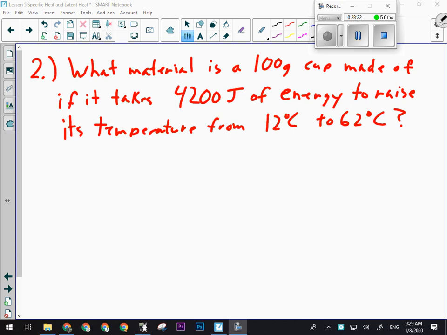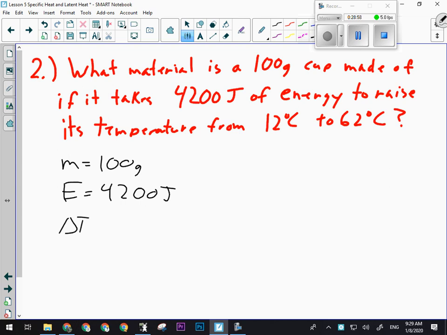All right, so let's have a look at this one here. What material, how am I going to find out what material something's made out of? I've got to get it off the list. So what part of the equation am I going to likely solve for? C, yeah. I've got 100 grams, so they tell me the mass. It's going to be exposed to 4,200 joules worth of energy, and it's going to change its temperature from 12 to 62 degrees, so the temperature change is 50 degrees Celsius.